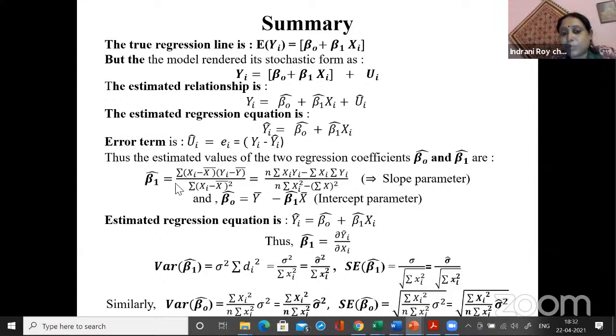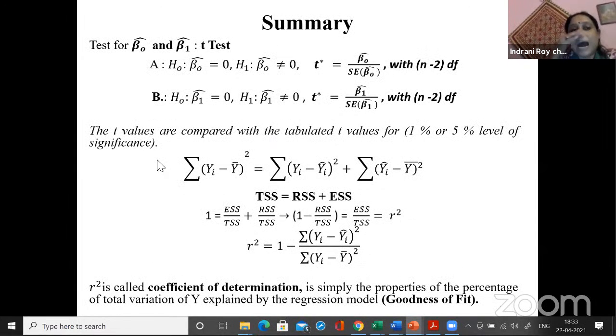So the beta naught hat and beta 1 hat are derived by using these 2 formulas. This one is the covariance of xy divided by variance of x, and beta naught hat is y bar minus beta 1 hat x bar. So once you derive the estimate beta 1 hat, you can easily substitute it here. And since your y and x observations are known to you, you can calculate y bar and x bar. So substitute these values, you will get the beta naught hat. Apart from that, you also have to calculate the standard error of beta 1 hat and beta naught hat. And once you are done, you have estimated the regression coefficients.